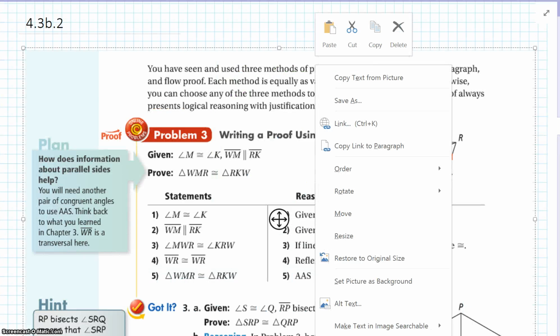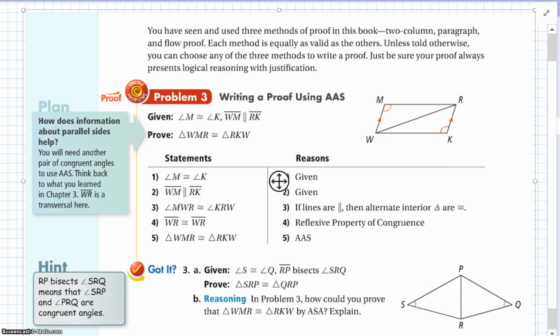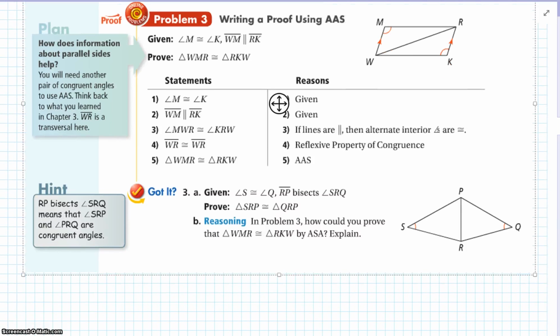Now you have seen and used 3 methods of proofs in this book: a 2-column, a paragraph, and a flow. Each method is equally as valid as the others. Unless told otherwise, you can choose any of the 3 methods to write a proof. Just be sure your proof always presents logical reasoning and justification. Okay, writing a proof for angle, angle, side.